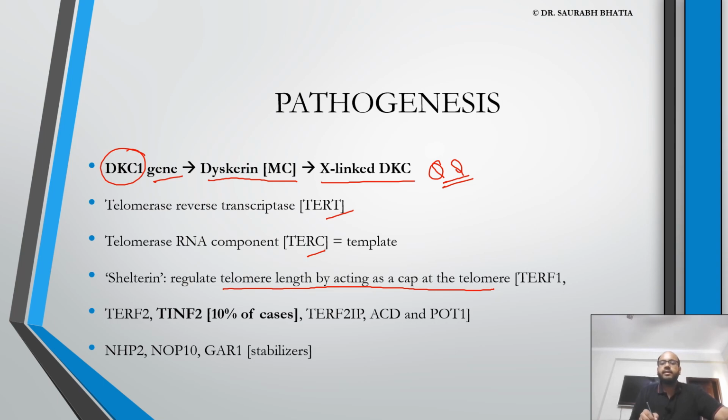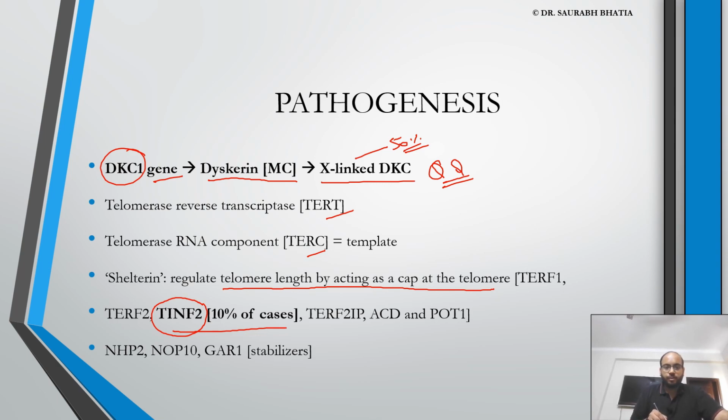Okay, so these are the multiple genes which are required for maintaining telomere length. If there's a mutation in any one of those genes, you will have Dyskeratosis congenita. As we have said, X-linked accounts for about 50% of the cases, and roughly 10% of the cases have a mutation in TINF2. Now TINF2 is one of those proteins required for proper length of telomeres.